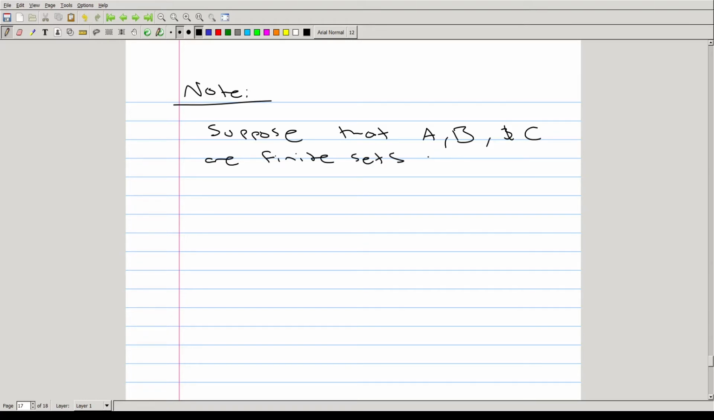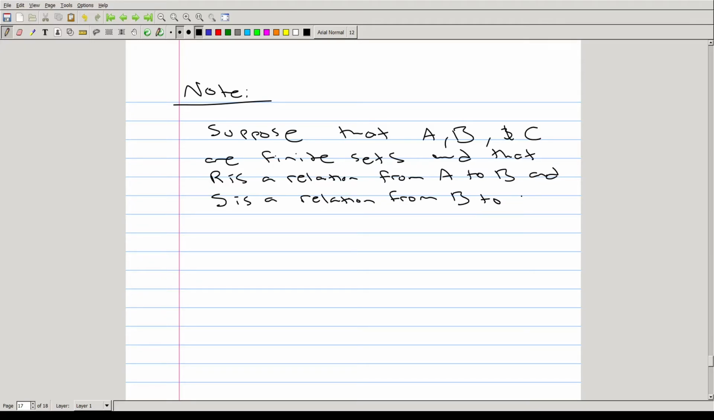Specifically, right, suppose that A, B, and C are finite sets, and that R is a relation from A to B, and S is a relation from B to C.